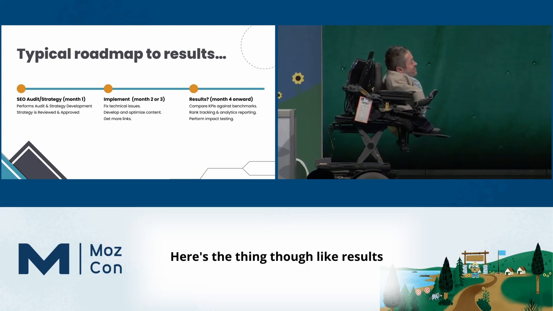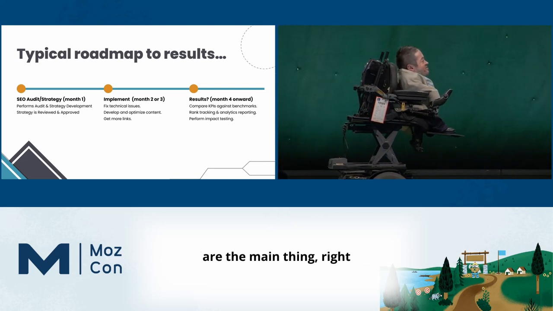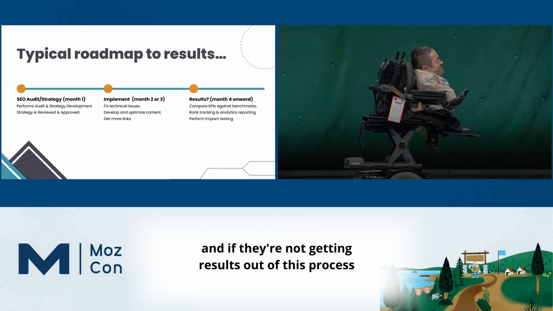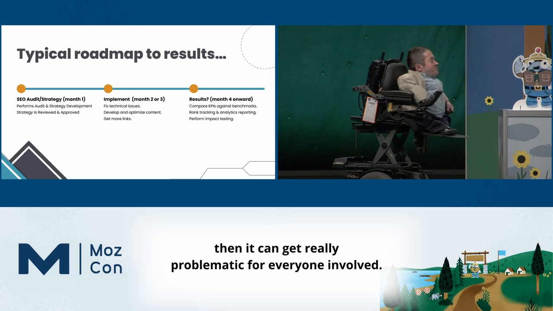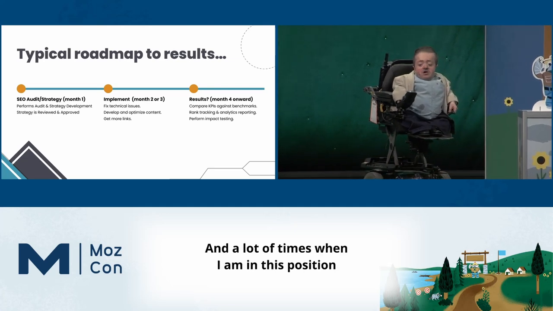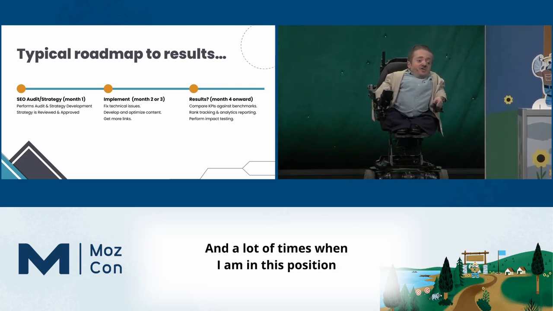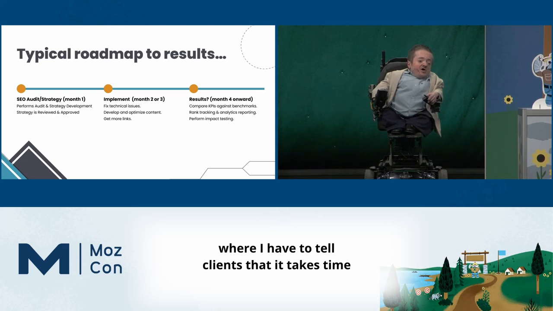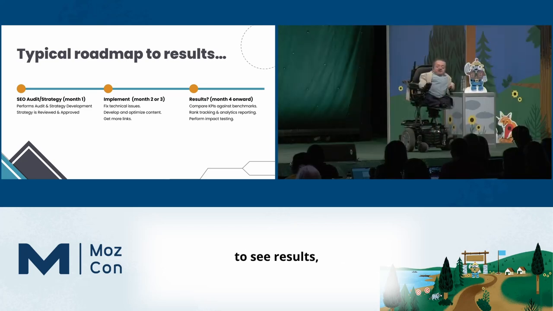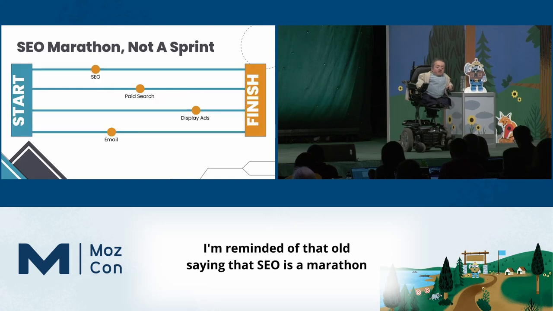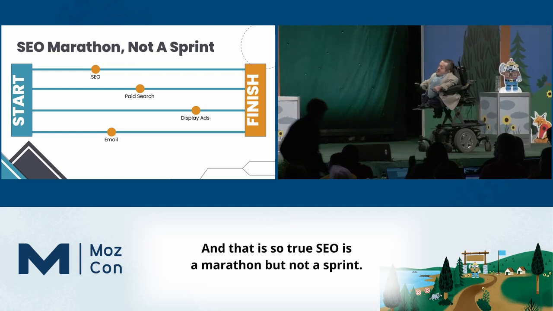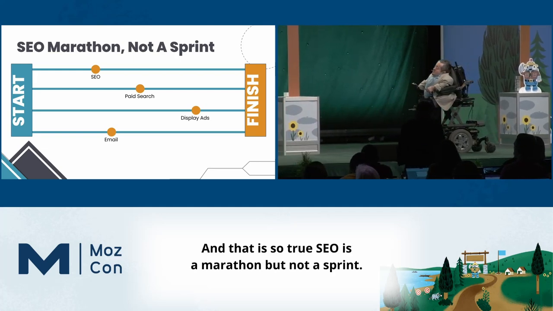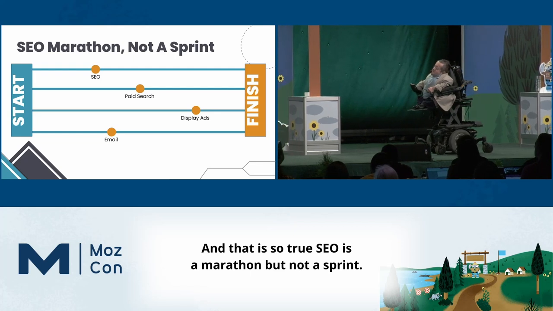Here's the thing, though. Results are the main thing, right? And if they're not getting results out of this process, then it can get really problematic for everyone involved. And a lot of times when I am in this position where I have to tell clients that it takes time to see results, I'm reminded of that old saying that SEO is a marathon and not a sprint, all right? And that is so true. SEO is a marathon, but not a sprint.